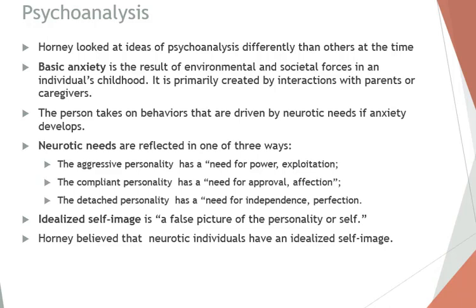And looking at the societal forces that influence somebody is a mechanism by which behavior can be predicted or related to. And the person takes on behaviors that are driven by neurotic need. The word neurotic, when it's a constant pattern of neurotic behavior, is sometimes called a neurosis. Neurosis is a psychological disease that involves symptoms of depression, anxiety, obsessive behavior, something like that, but not as strong as more severe mental illnesses like psychosis.